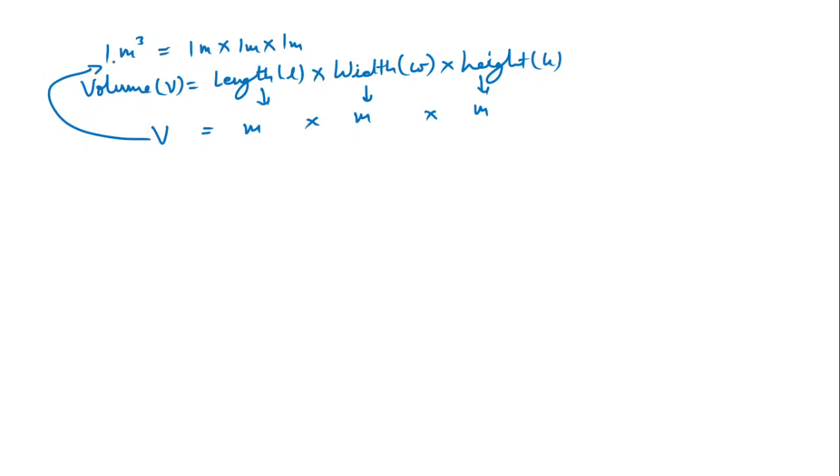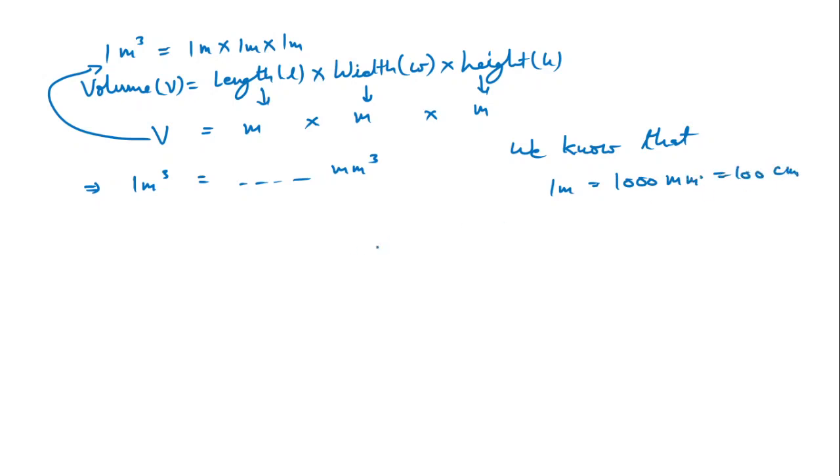So if we have to convert 1 meter cube into millimeter cube, what will it be? If someone asks how many millimeter cubes there are in 1 meter cube, how do we calculate? We know that in 1 meter there are 1000 millimeters or 100 centimeters, right? 100 centimeters or 1000 millimeters. We have to calculate in millimeter cube, so we will use this term.